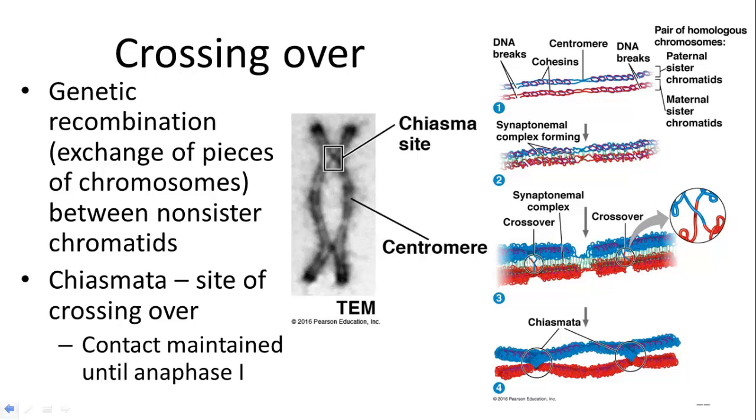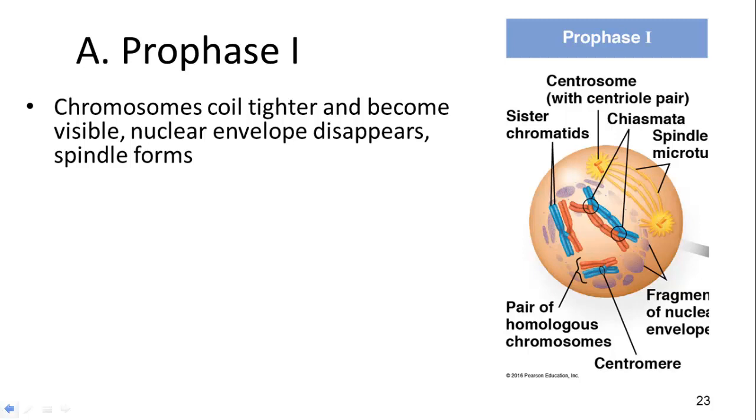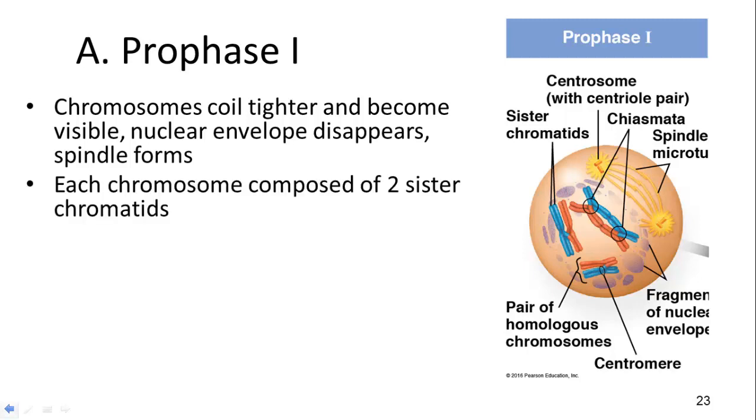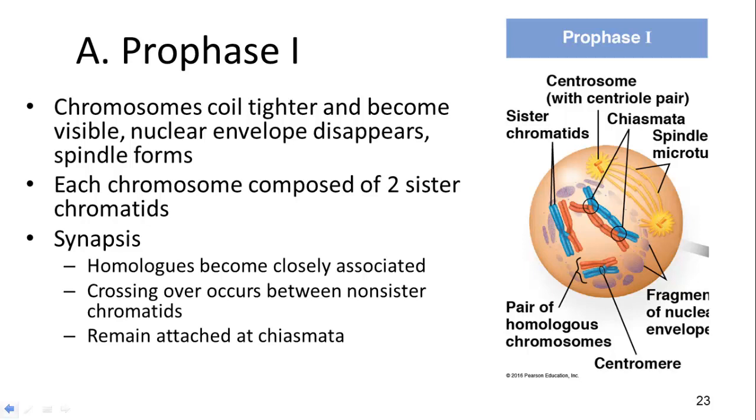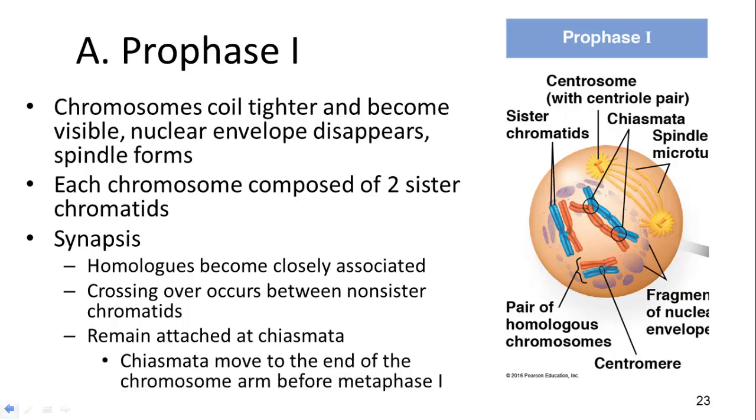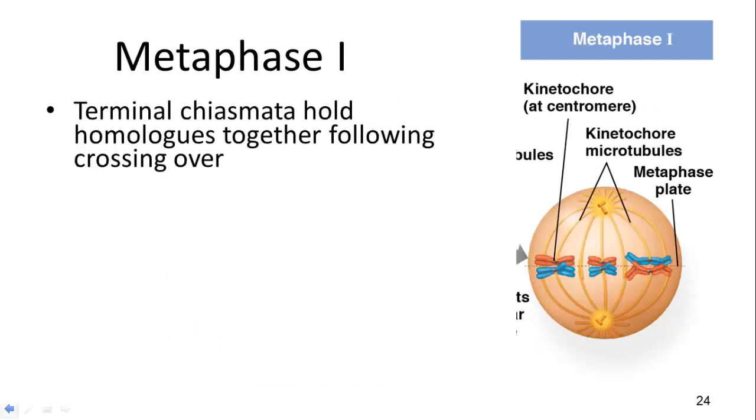site, which means cross. Okay, so in prophase 1, the chromosomes coil tighter and become visible. The nuclear envelope disappears. So it's very similar to prophase in mitosis. Each chromosome at this point is composed of 2 sister chromatids because it went through replication in S phase of interphase. And then synapsis occurs. During synapsis, those homologous chromosomes come together and are closely associated, and they remain attached at these chiasmata. These then move to the end of the chromosome arm before metaphase 1.